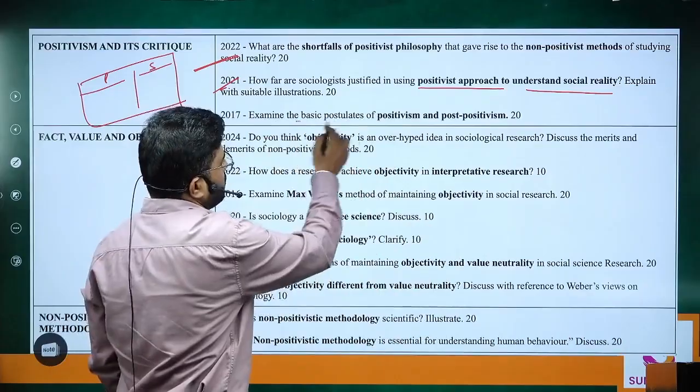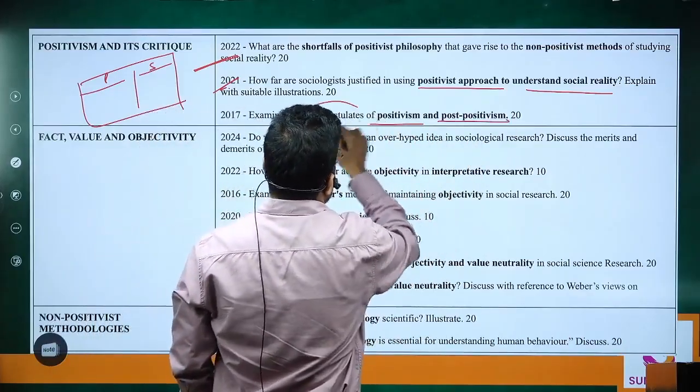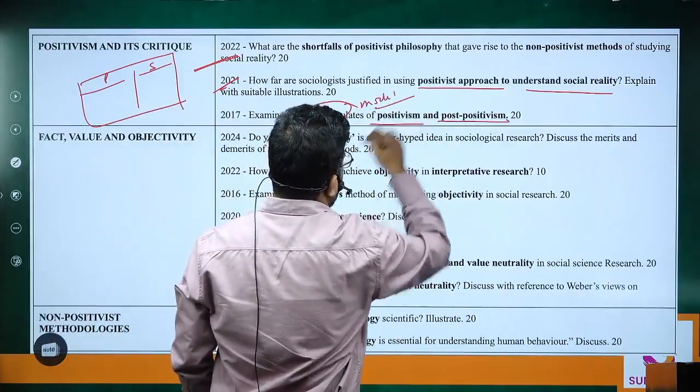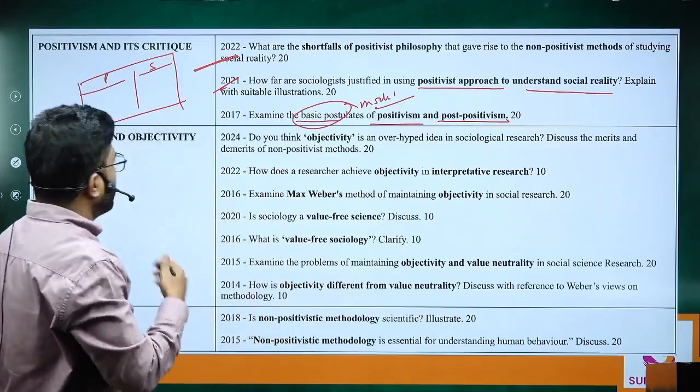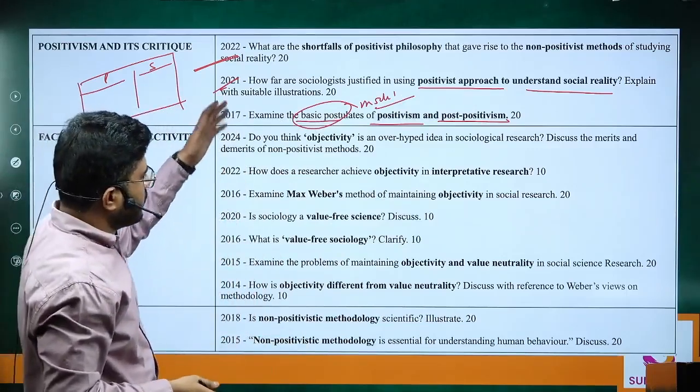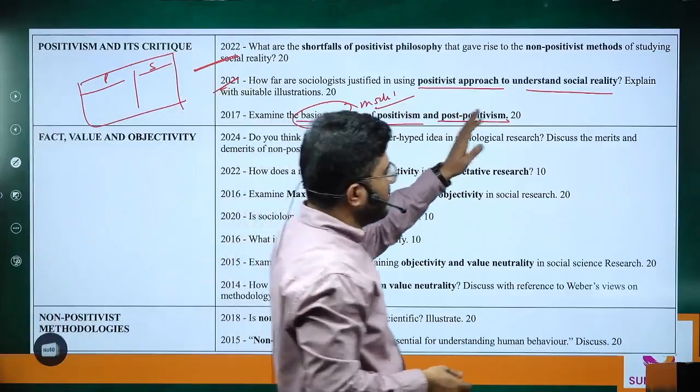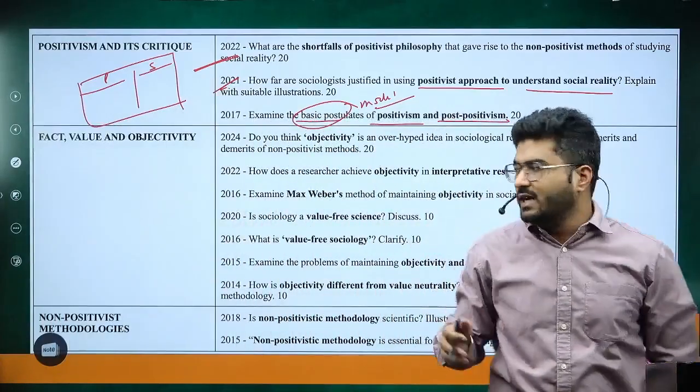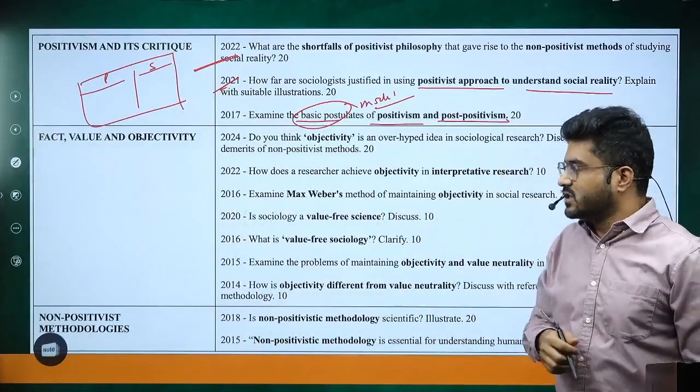Examine the basic postulates of positivism and post-positivism. Again, the model we have to make. Then fact, value and objectivity. 2014: do you think objectivity is an overhyped idea in sociological research? Discuss the merits and demerits of non-positivist methods.